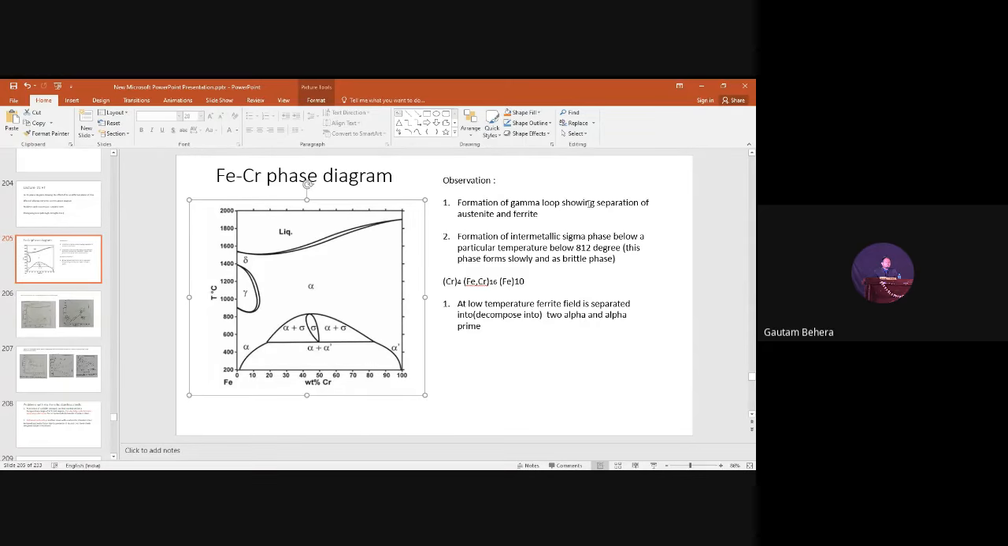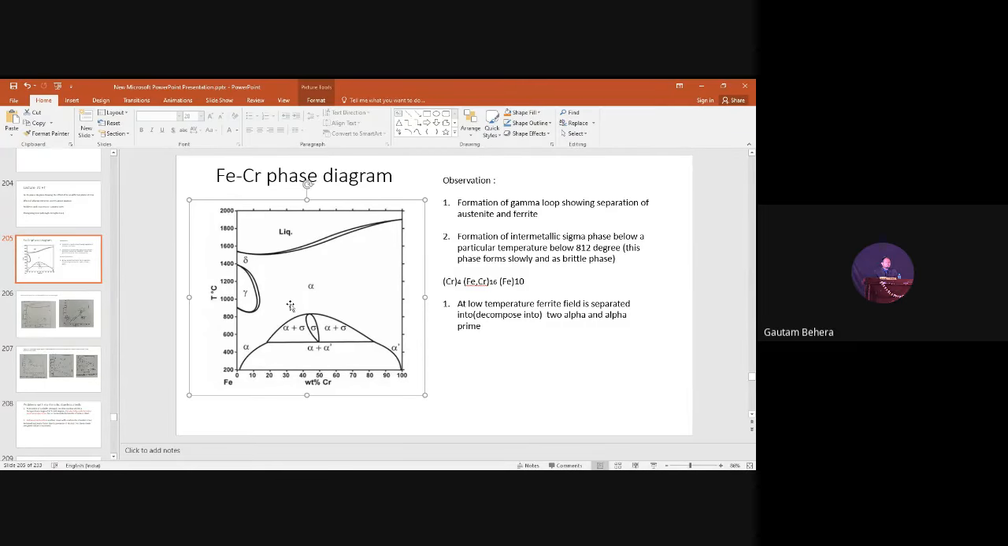So the first observation is the formation of the gamma loop, showing separation of austenite and ferrite. The gamma loop is here. You can see there is a gamma loop. This gamma loop is showing the separation of the austenite phase and ferrite phase here, right? The gamma loop is separating the austenite and ferrite phase. So it's the first observation.